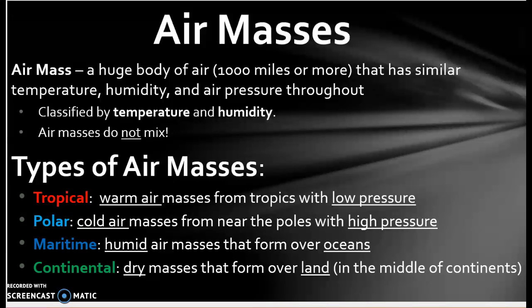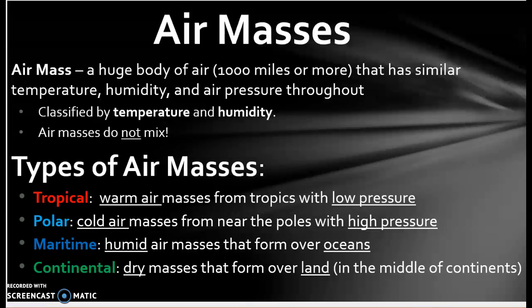So today we're going to be talking about air masses. It kind of goes along with the weather fronts that we talked about on Friday. So please start writing this down as I talk about it. An air mass is a large body of air that has similar temperatures, humidities, and air pressures throughout. So when we're talking about a huge body of air, we mean like 1,000 miles or more. They're huge. They could take up half of the country sometimes. Very, very large bodies of air.